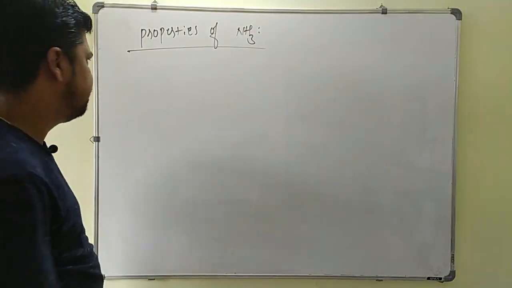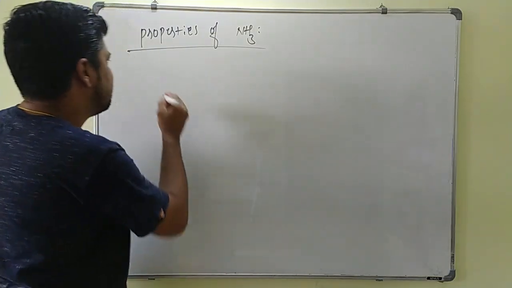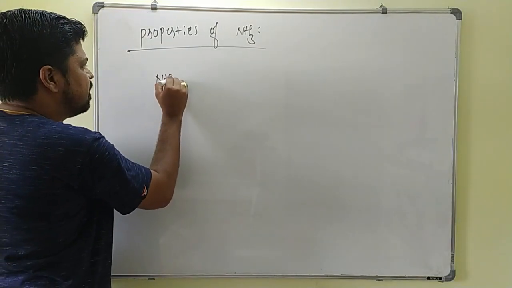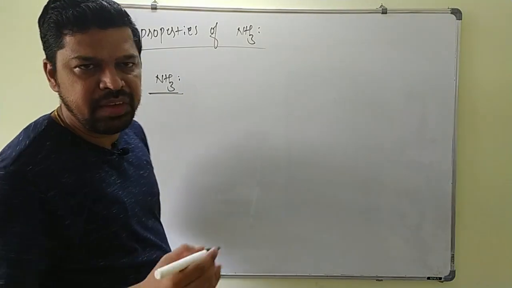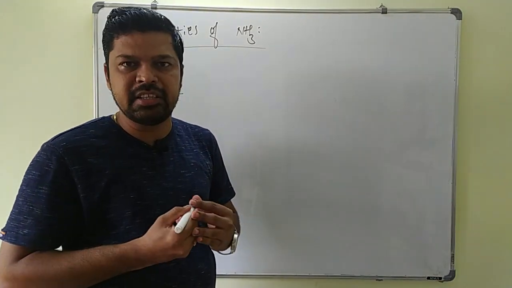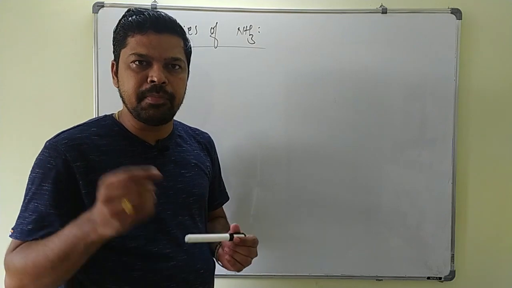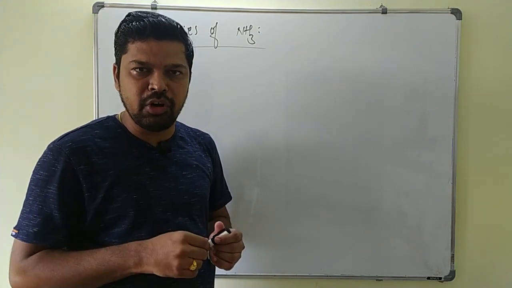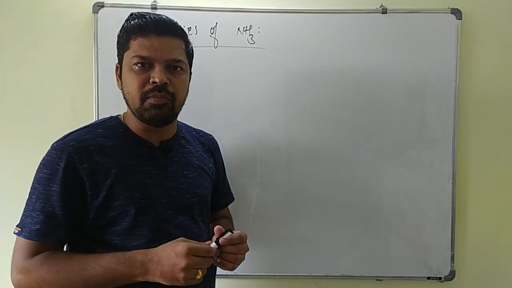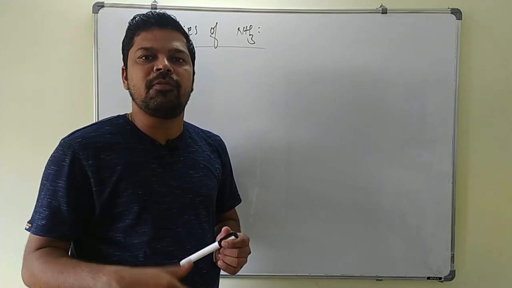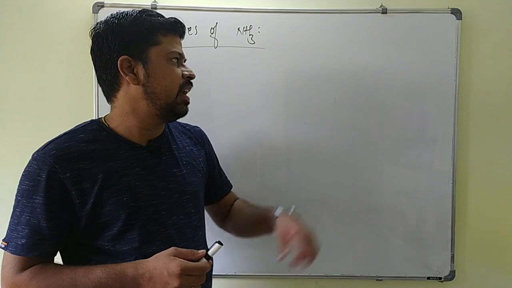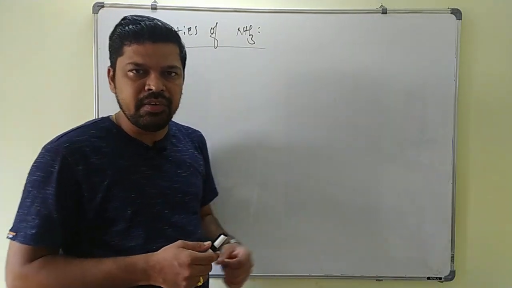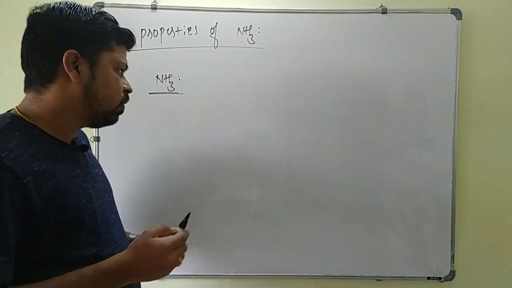Properties of ammonia. First we will discuss the shape and hybridization of the ammonia molecule. Already I have done a video on the VSEPR theory and hybridization. I have explained a simple trick to find the shape and hybridization of the molecule based on the number of lone pairs and bond pairs present in the molecule. That video is there in the I button. If you click on that, you will get that video. You just go through that one.